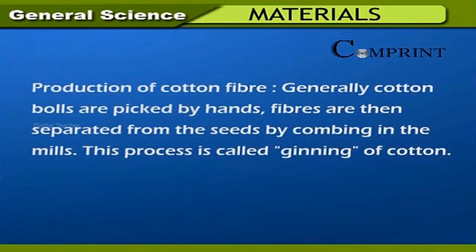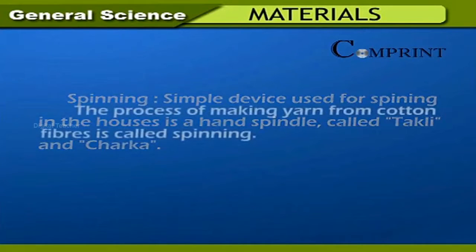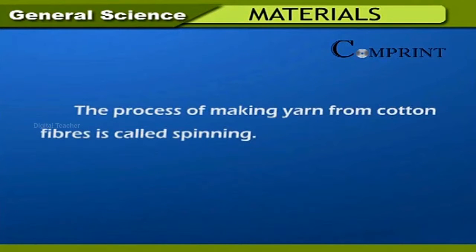Production of cotton fiber. Generally, cotton balls are picked by hand. Fibers are then separated from the seeds by combing in the mills. This process is called ginning of cotton. Spinning. A simple device used for spinning in houses is a hand spindle called takli and charka. The process of making yarn from cotton fibers is called spinning.